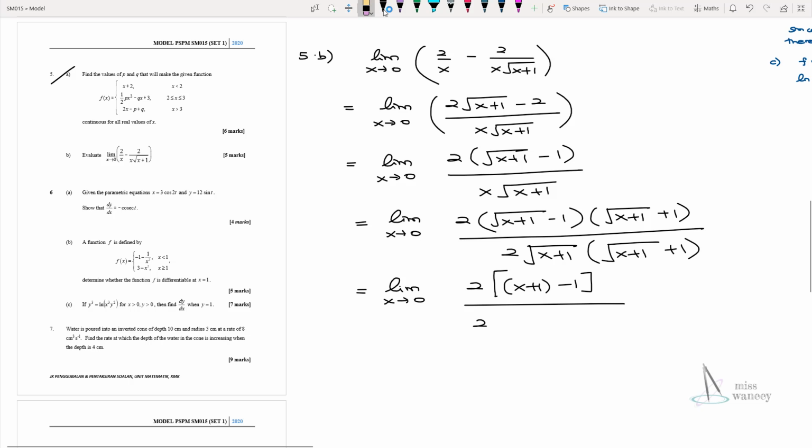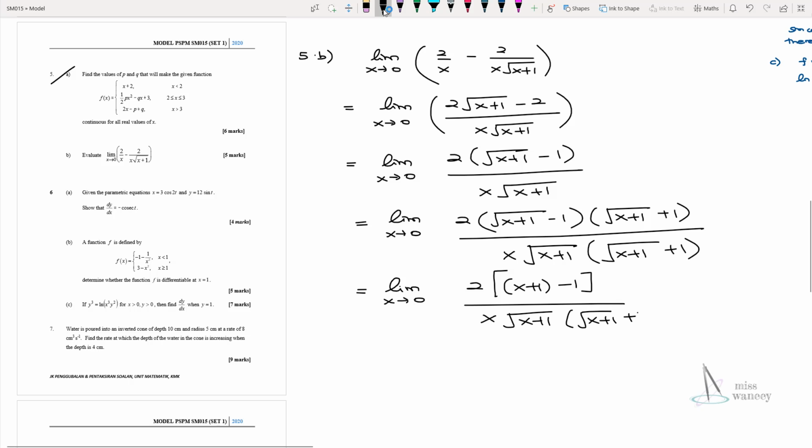Why do I have a 2 over there? So let me get rid of that. So, all of a sudden, tiba-tiba terletak 2. Tak apalah. Sepatutnya x kan, tertukar jadi 2. X.